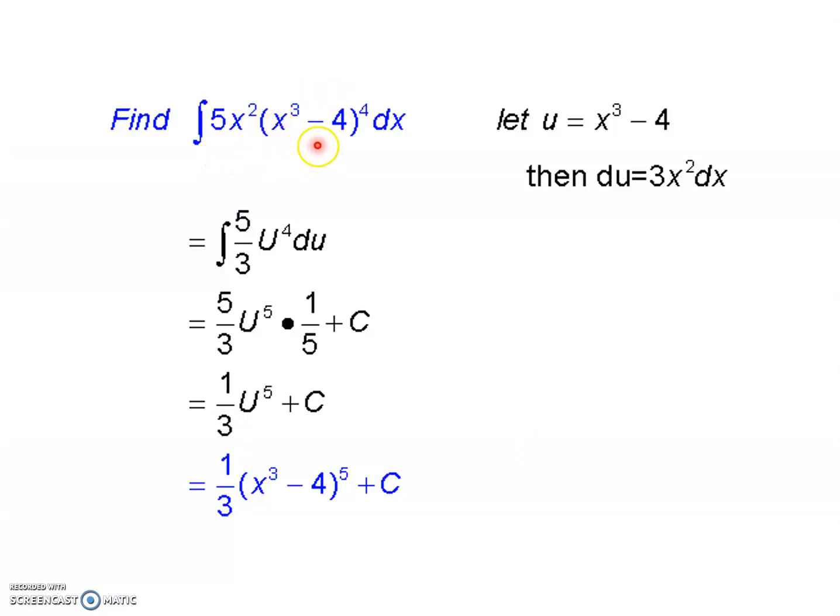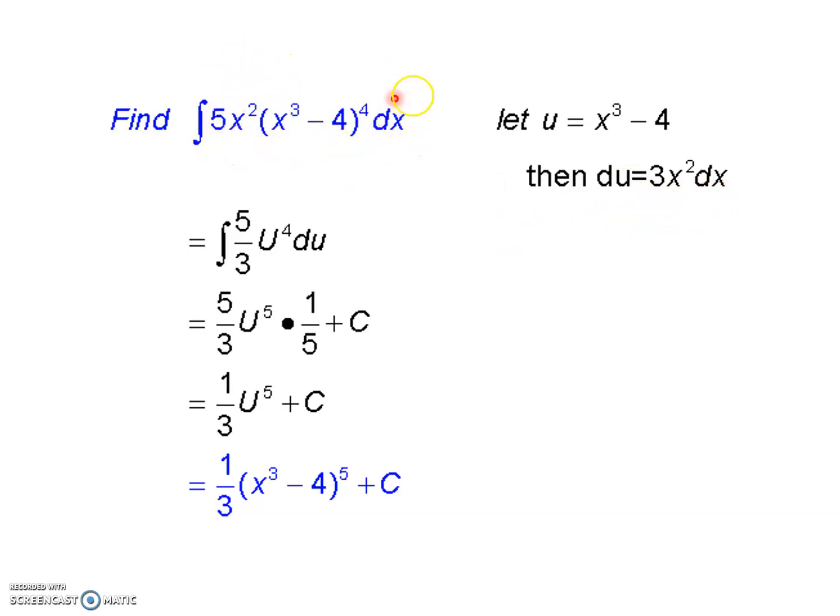5x square times (x cube minus 4) raised to 4 dx is given. What is u then? Yes, x cube minus 4 we substitute as u. Differentiate with respect to x on both sides. du upon dx is equal to, what is the derivative of x cube? Yes, 3x square. What is the derivative of a constant? 0. That's why the derivative of minus 4 is 0. So we take du upon dx, and shift the 3 to this side. So 1 upon 3 du is equal to x square dx.